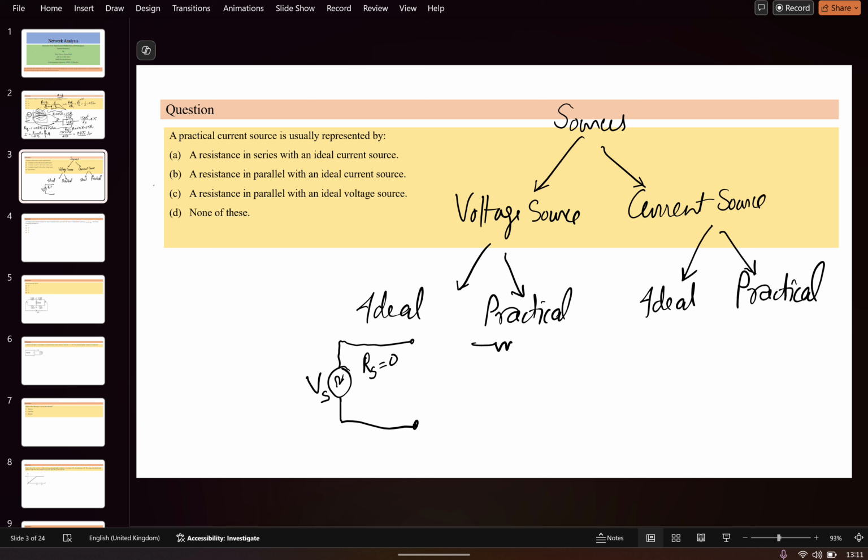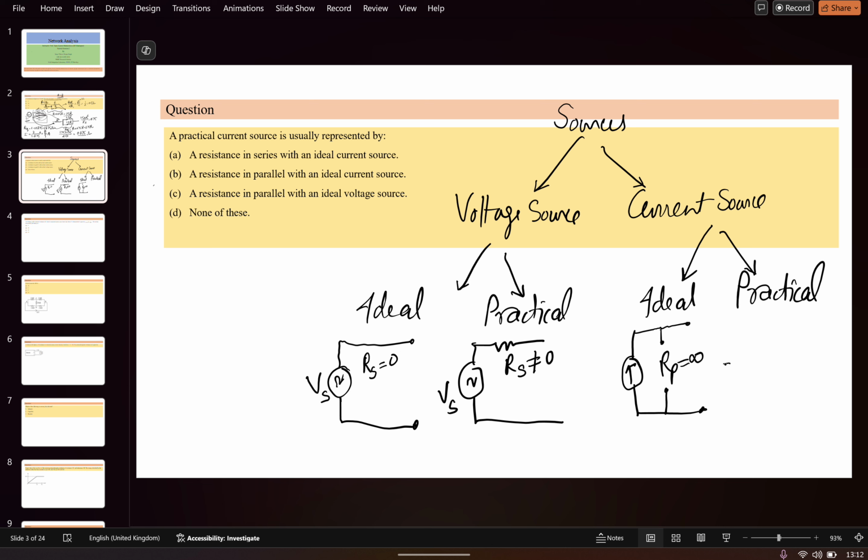But if you see it practically, it is this Vs and this is Rs. So here Rs does not equal 0. So it is a kind of practical source which has a series resistance with respect to the source. Okay. If you see the current source which is ideally represented, this is a current source, and here it could be a practical current resistance which is parallel with respect to the current source, but here this is not there. So for the ideal, RP is equal to infinite, because it's an open circuit system.